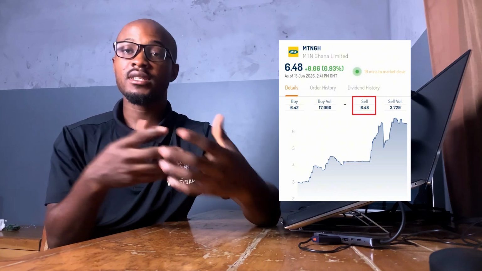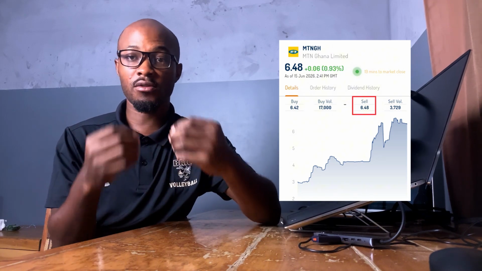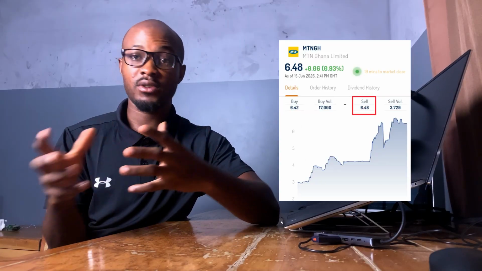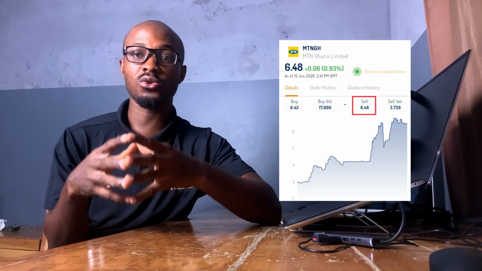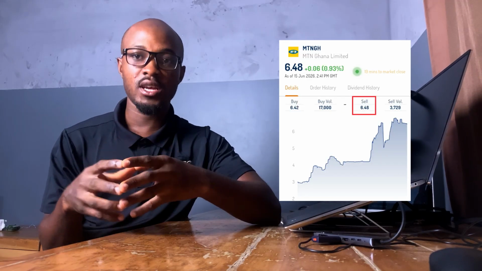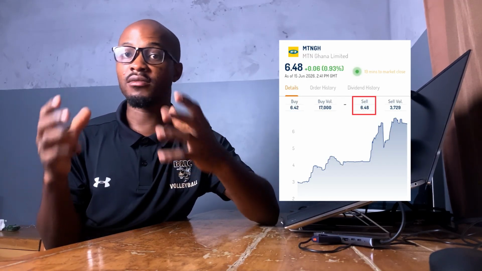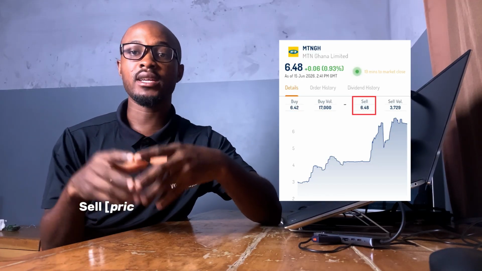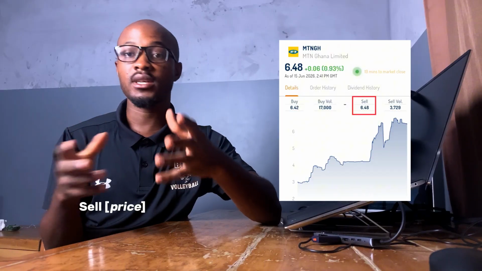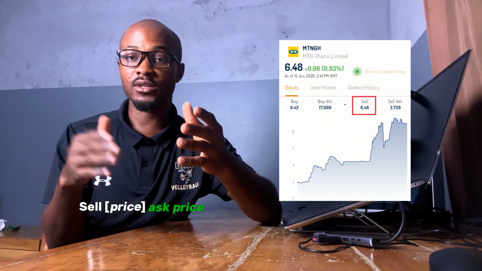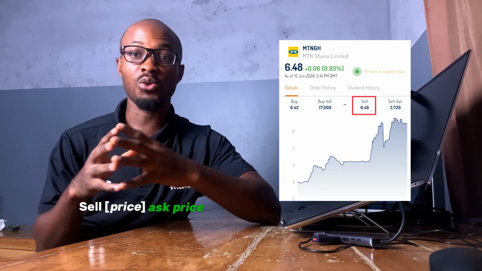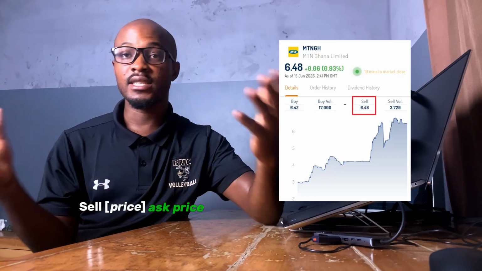Just like the buyers come in with different prices they are comfortable paying, sellers also list their shares at different prices, but the market only shows you the lowest of those prices because that's the best deal available to anyone looking to buy right now. This is also why the sell price is sometimes called the ask price. You will see that on other trading platforms. It's the price sellers are asking or requesting to sell their shares. They have different names, but they mean the same thing.